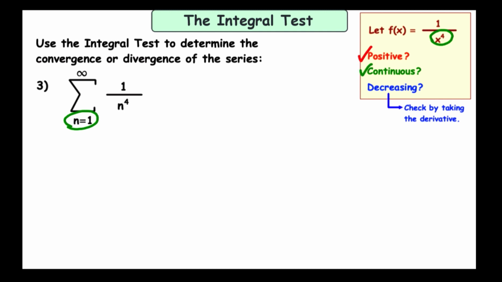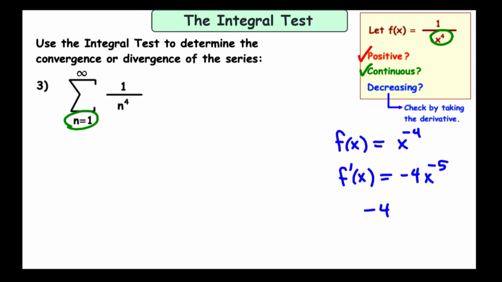Is it decreasing? Obviously. No, it's not obvious. You've got to take the derivative. Oh, come on, man. No, you have to do it. Sorry. So the original problem is x to the negative 4th. This is going to be pain-free. The derivative is negative 4x to the negative 5th, or also known as negative 4 over x to the 5th.